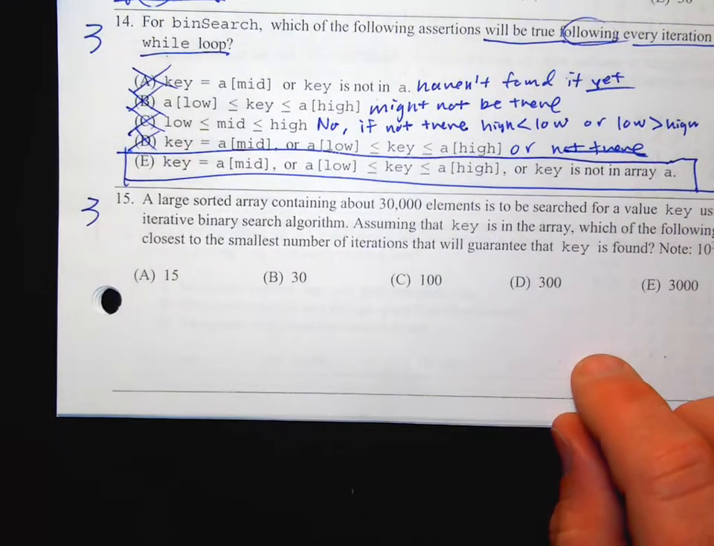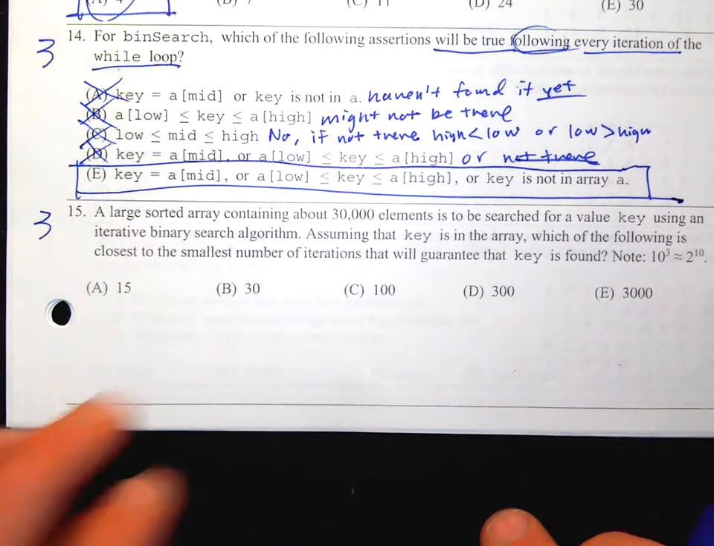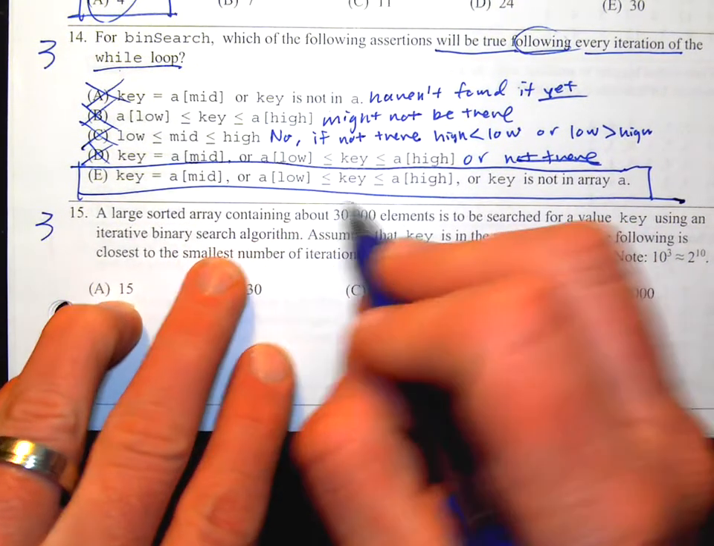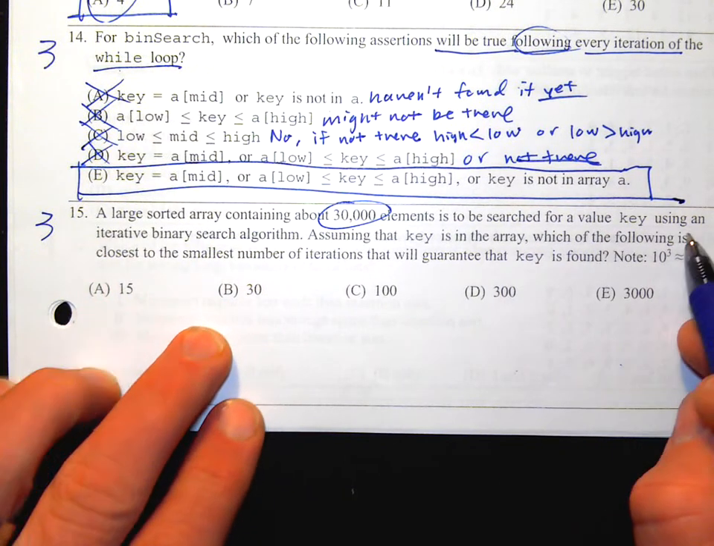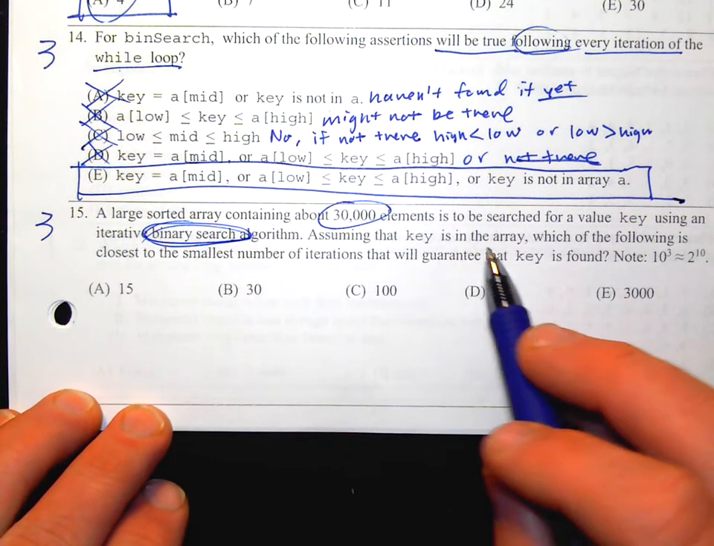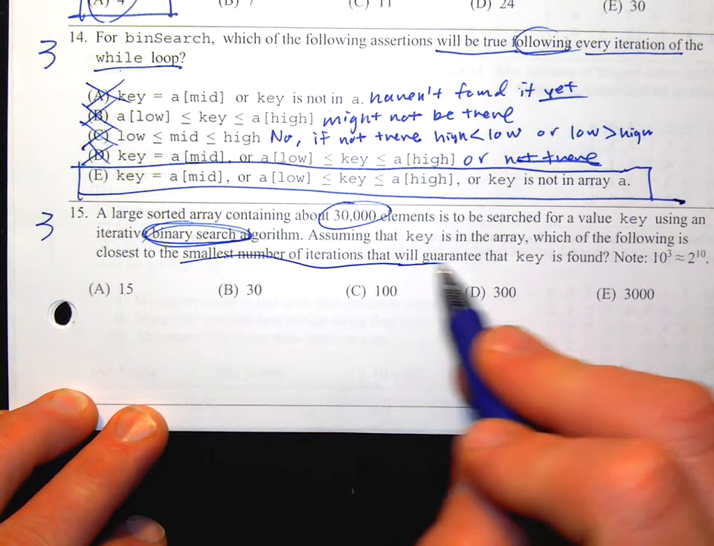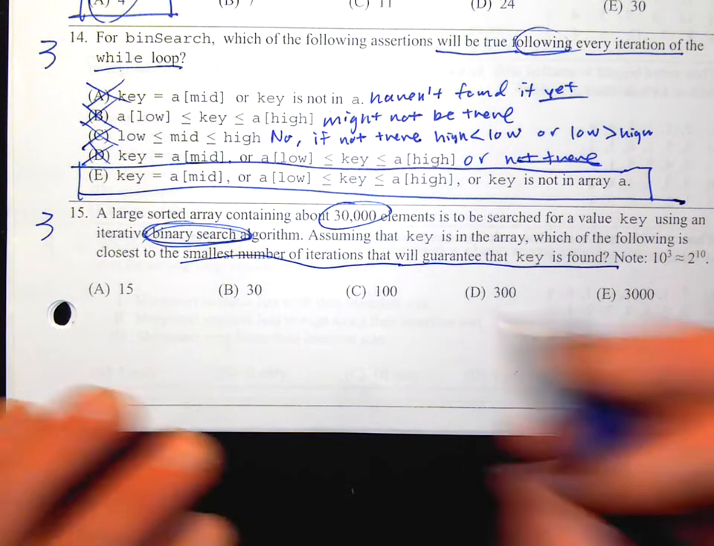Okay, 15 is not referring to that same group of problems. A large sorted array of 30,000 elements is to be searched for a value key using an iterative binary search. Assuming that key is in the array, which of the following is the closest, smallest number of iterations to guarantee that it's found? Worst case scenario, essentially, is what they're saying.